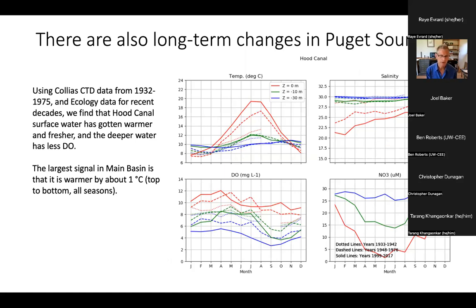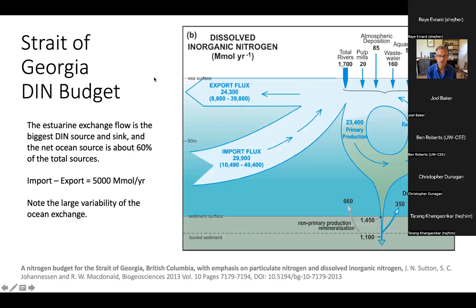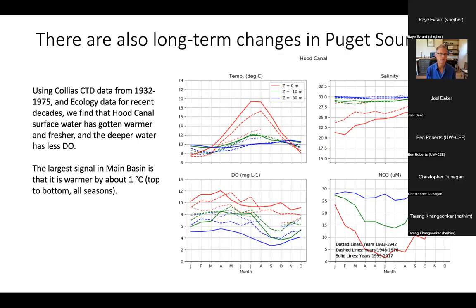Looking inside Puget Sound, again, this is from data, not a model. You can get a sense of long-term variation of water properties. This is from Hood Canal, and you can see this is four properties, temperature, salinity, oxygen, nitrate, over the months of the year using really old data and newer data. For example, in the temperature plot, the solid red line shows present day temperature versus month. And then the dotted line shows past, like 1930s or 40s era temperature near the surface.